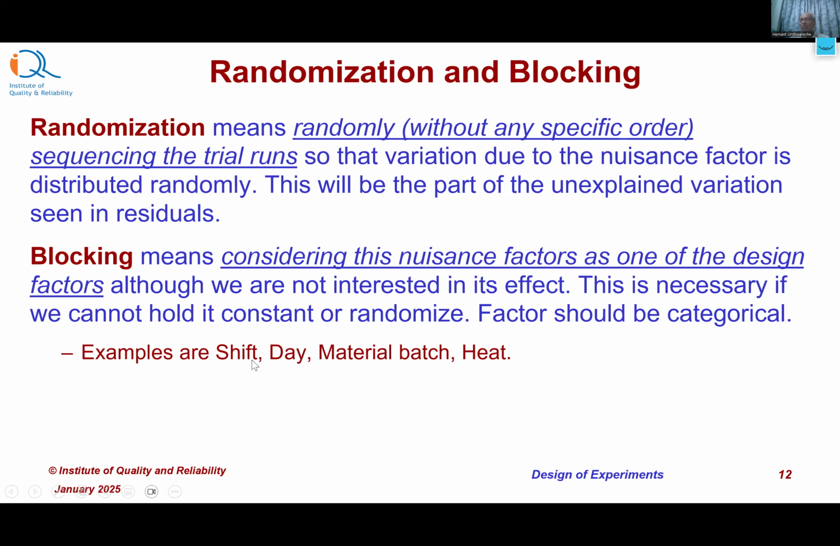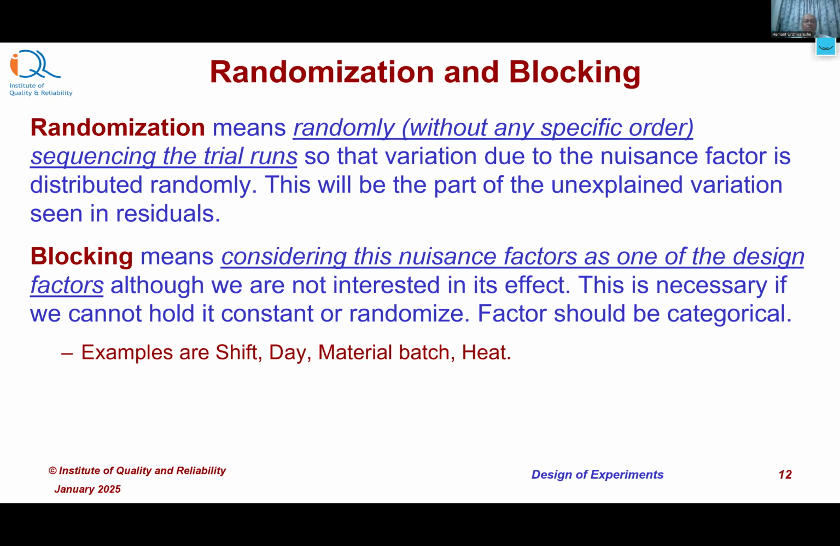Examples are shift. You are performing the experiment in two different shifts because of the time constraint, or three shifts. So you cannot control that. That's beyond your control. But shift is not of your interest. So you block on shifts, or day one, day two, or material batch. So you are drawing material from different batches, heats, those kinds of things. These go into blocking. So randomization is done for unknown uncontrolled factors, while blocking is done for known discrete factors. But you are not primarily interested in the effects of blocking factors.